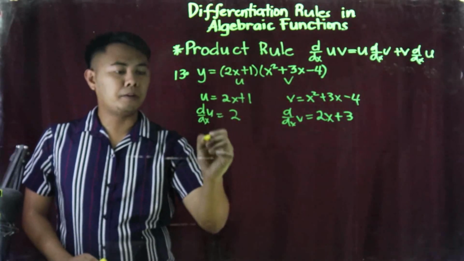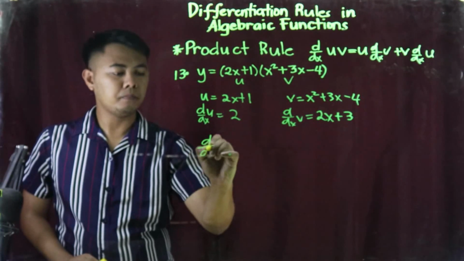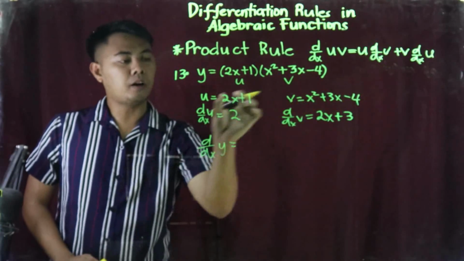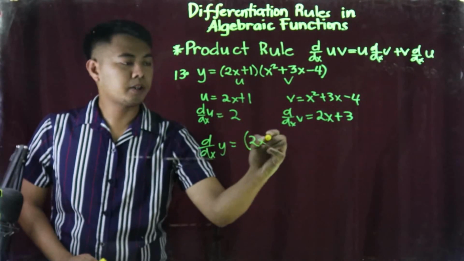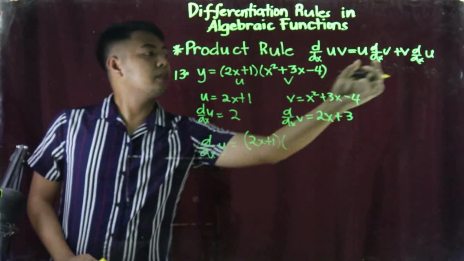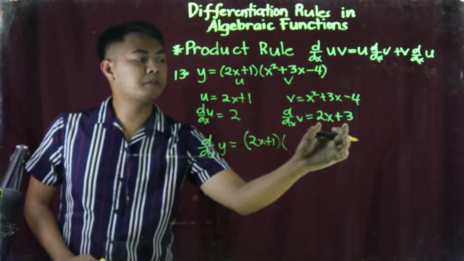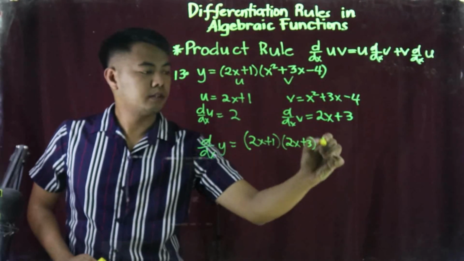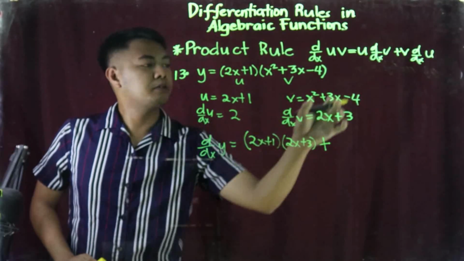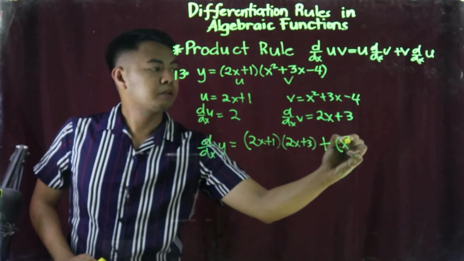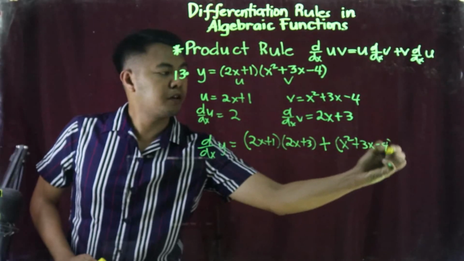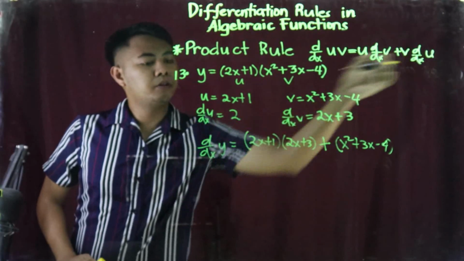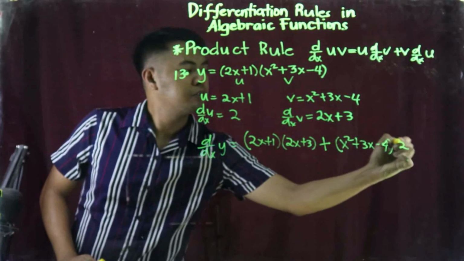Okay? So y prime, the derivative of y, is equal to copy u, our u is 2x plus 1, times the derivative of v, so the derivative of v is 2x plus 3, plus copy v, so this is our v, x squared plus 3x minus 4, times the derivative of u. So the derivative of u is 2, so times 2.